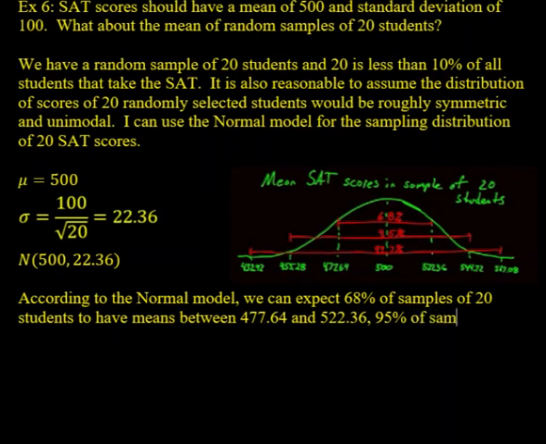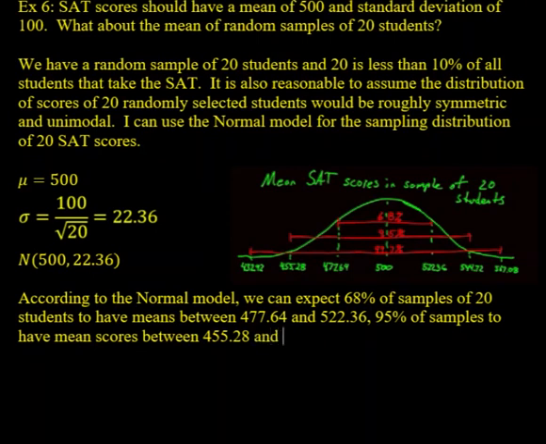95% of samples to have mean scores between 455.28 and 544.72. And finally, 99.7% of samples to have mean SAT scores between 432.92 and 567.08 points.